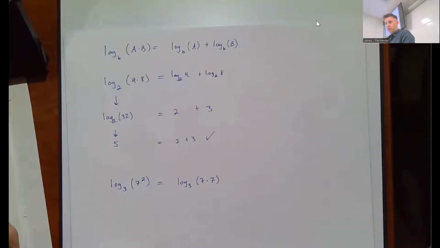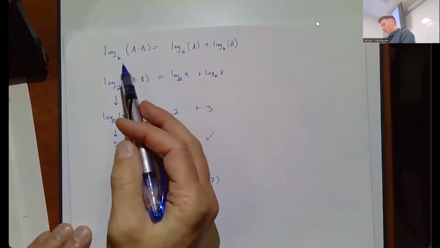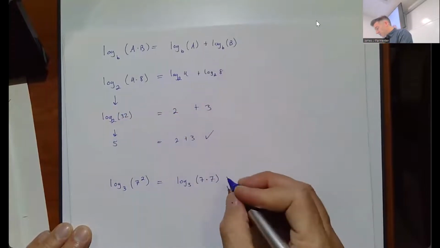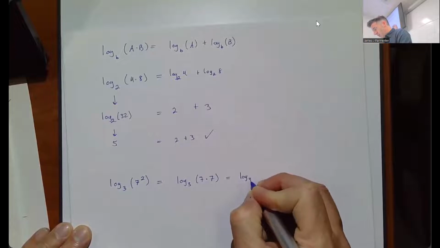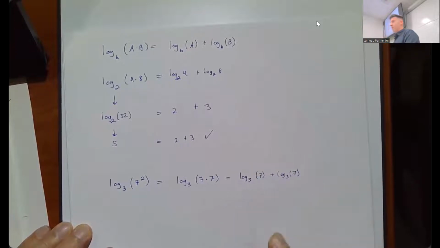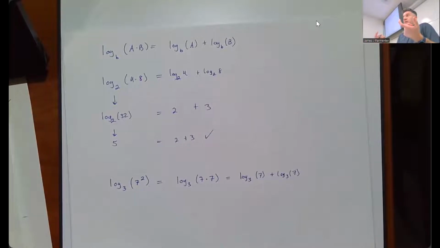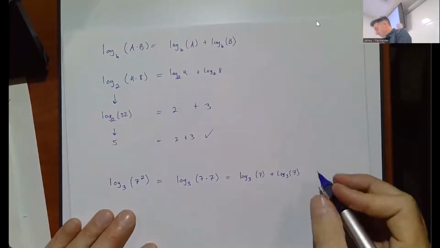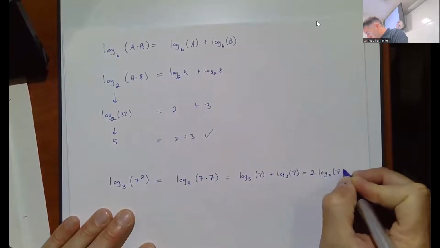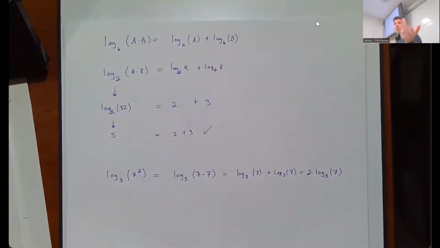Okay. I can use this rule and say, log of a product is log of the first thing plus log of the second thing. So that's really log base 3 of 7 plus log base 3 of 7. But if I have something added to itself, I'm just doubling it. So that's really 2 times log base 3 of 7. That's why the power rule really works the way it works.